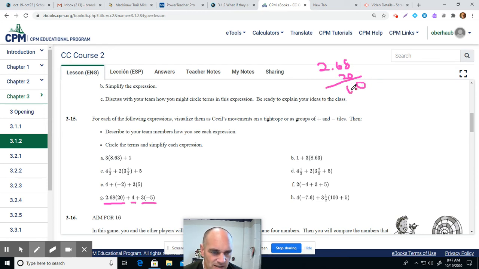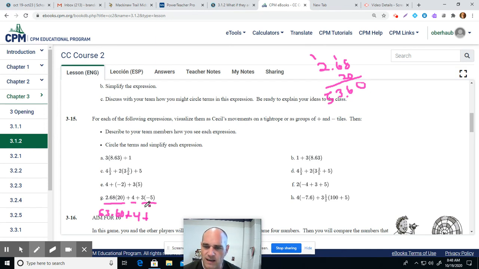2 times 8 is 16, carry a 1. 2 times 6 is 12, plus 1 is 13. Carry a 1. 2 times 2 is 4, plus 1 is 5. I have 2 decimal places, so I move 2 places to the left. So this piece here becomes 53.60. And then I have this plus 4 for my next term, plus, now let's simplify this term.